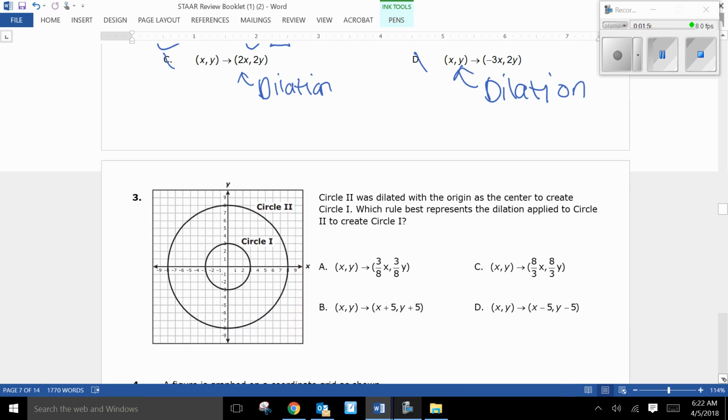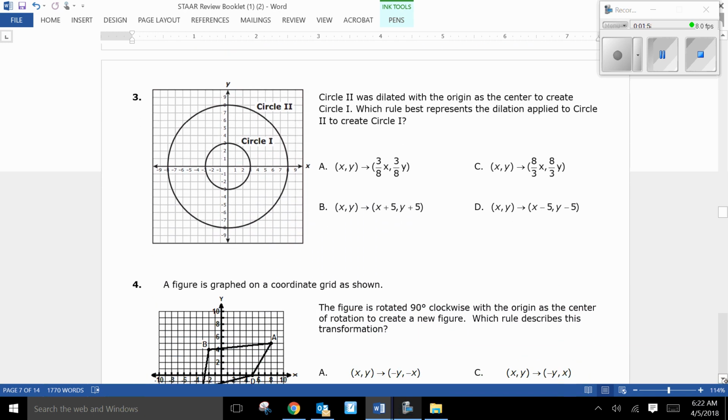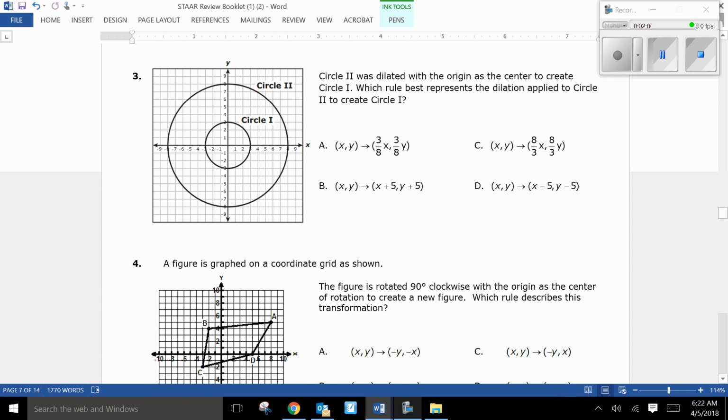Number 3, circle 2 was dilated with the origin as the center to create circle 1. Which best represents the dilation applied to circle 2 to create circle 1? Okay, so I have a reduction. It's getting smaller. We know it's a dilation, so I need to multiply. So I'm going to get rid of B and D.